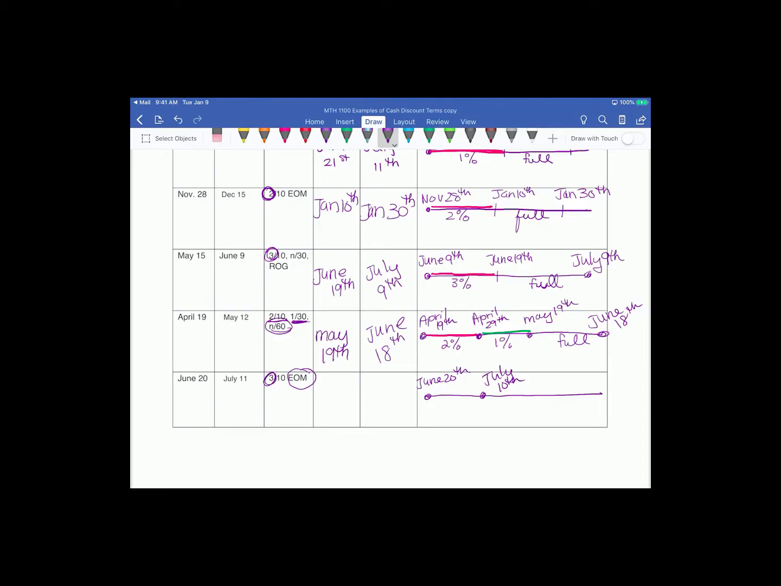and this tells me I would get a 3% discount if I pay before the 10th day of the next month. I have to pay in full by the 30th day of that month because it's end of month rules. So I would have to pay in full after July 10th. So here's my discount period. So the last day I can get a discount would be July 10th. And I would have to pay in full by July 30th.